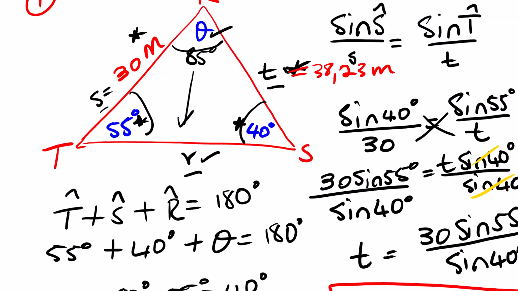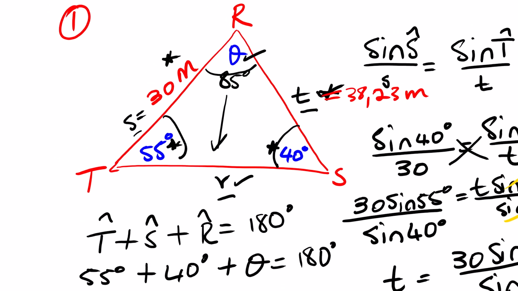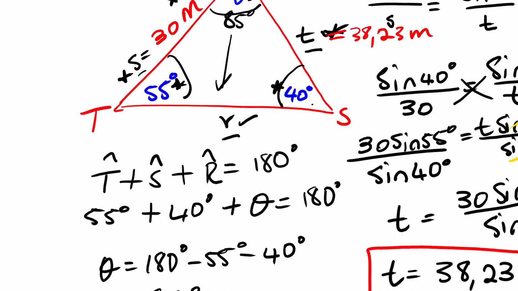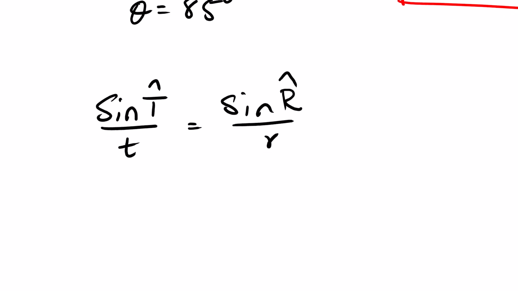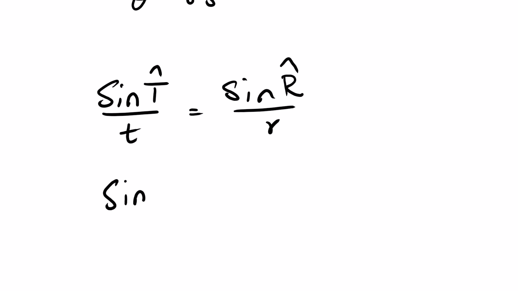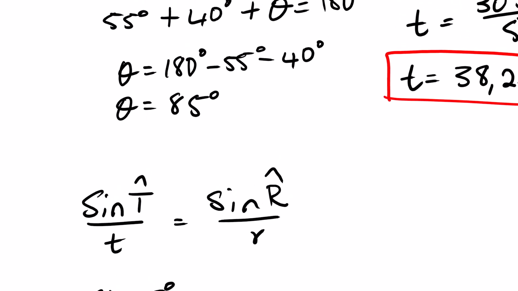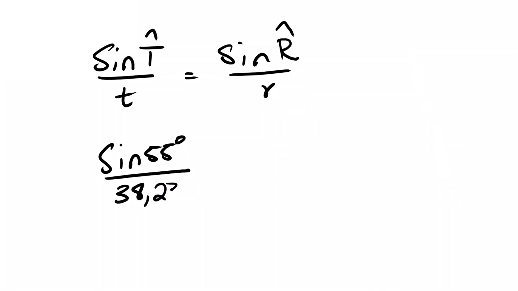Now we are left with angle R, which is opposite to 85. It's our choice: we can use S and angle S, or we can use T and R. Let us use T and R. So we have sine T over T equals sine R over R. Sine of angle T is 55 over our T, which is 38.23, equals sine R, which is 85, over R.